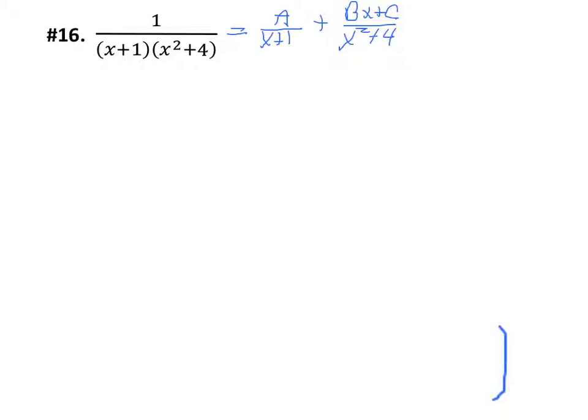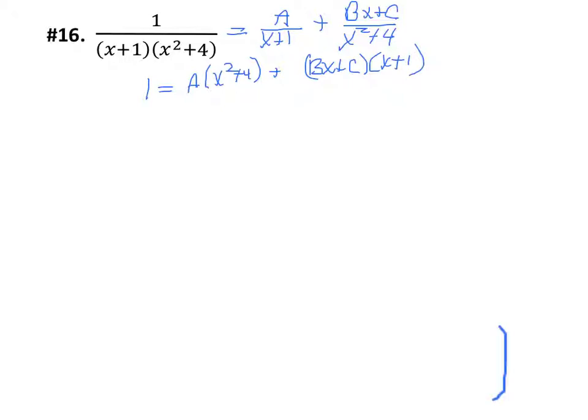So now we multiply everything by our denominator. So we get 1 equals A times what? x squared plus 4, plus Bx plus C times x plus 1.